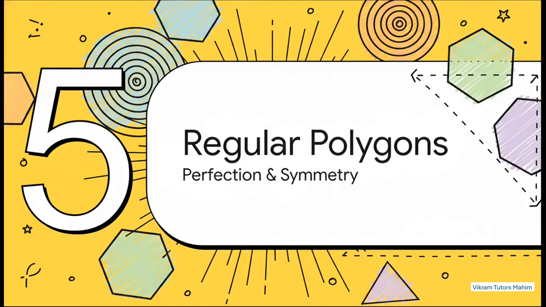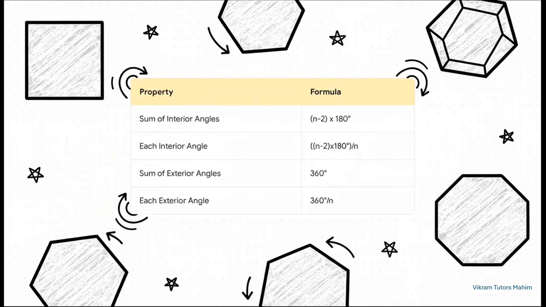Okay, so now let's focus on the VIPs of the polygon world, the regular polygons. These are the perfectly symmetrical ones, where every single side is the exact same length and every single angle is the exact same size. Think equilateral triangles and perfect squares. This is where our formulas get even more useful.